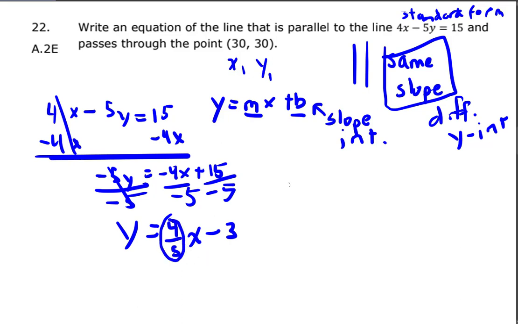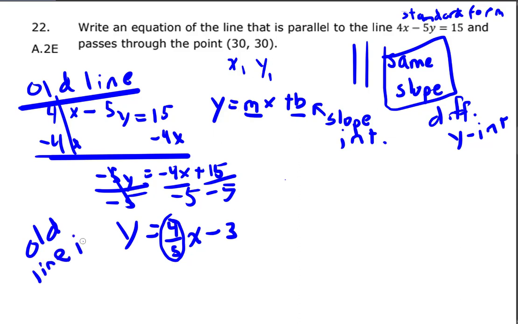I need that 4/5 because of my new line. So this is my old line in slope-intercept form. Now I'm going to start making my new line. I'm actually going to change the color for this just so we're not confused.